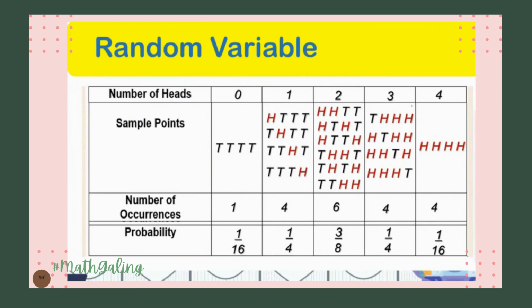Now, what will be our probability for one head? It is 4 out of 16, which is 1/4. Always remember that we simplify if it's in fraction form. Now, for 2 heads, it is 6 out of 16, which simplified becomes 3/8. Then for the outcome that has 3 heads, we have 4 occurrences, so that will be 4 out of 16 or 1/4. And in the end, we have 1 out of 16.